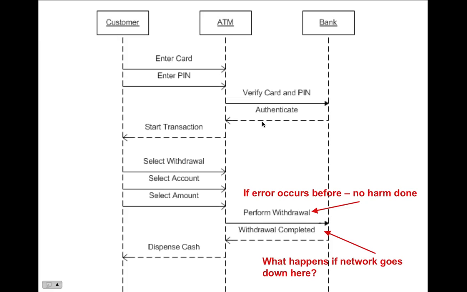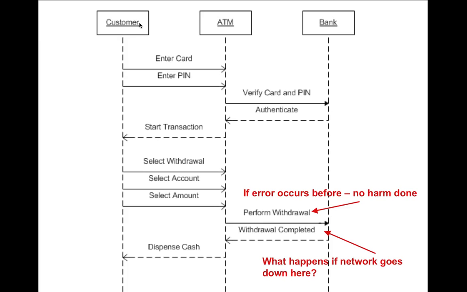So here's the concept of the ATM. The ATM is the machine that sits between the customer and the bank. We've all used ATMs. Hopefully we know what these things are. We enter a card. We enter a PIN. The ATM does this verification. It goes to the bank to verify this information. The authentication information comes back to the ATM. The ATM says, okay, let's start the transaction.